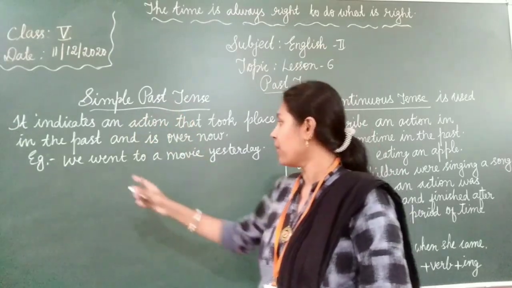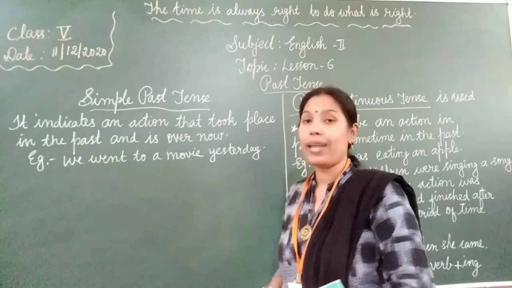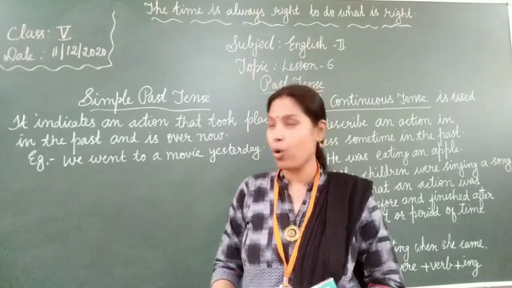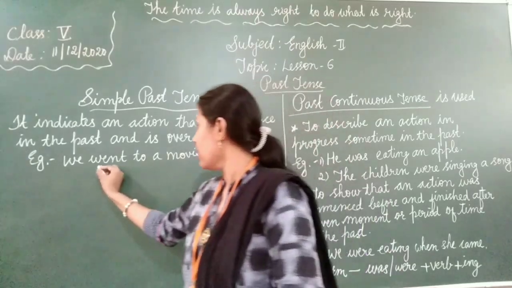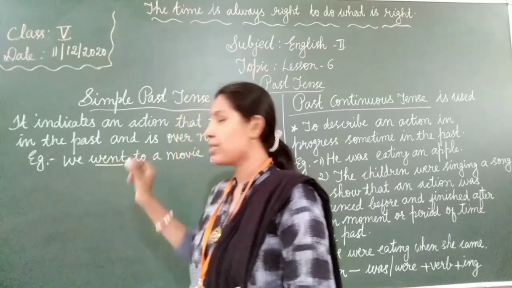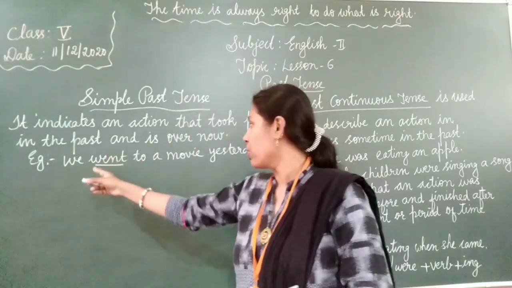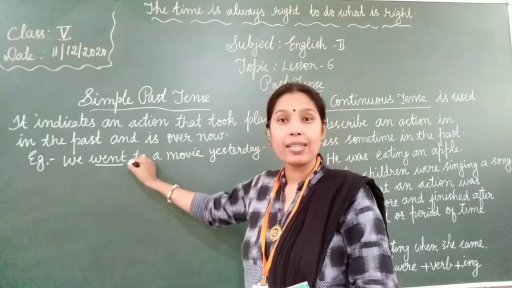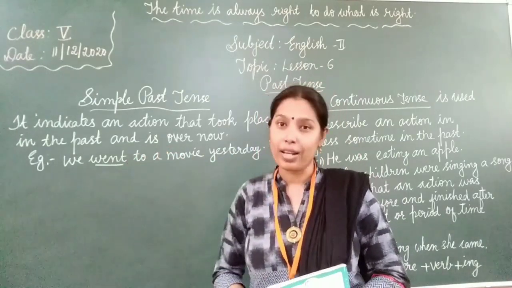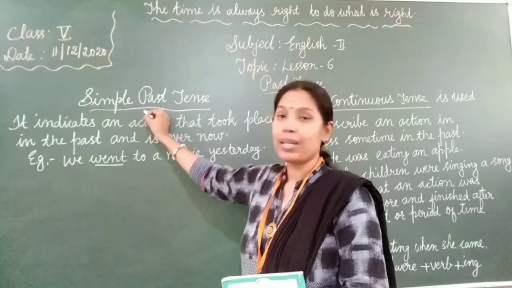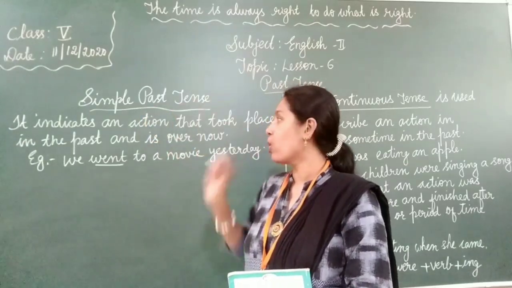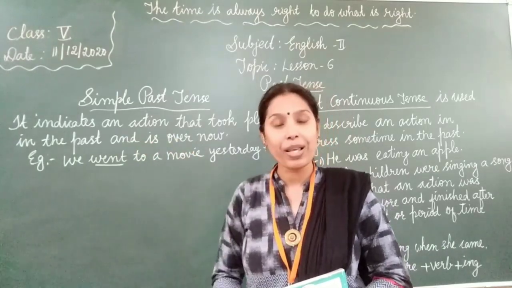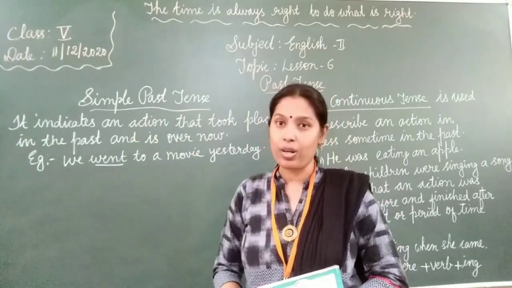Look at the example. We went to a movie yesterday. It already happened, right? It's already over. So this is in past tense, simple past tense. The verb is in past tense. We went to a movie yesterday. So this action took place in the past and is over now. Those are called what? Simple past tense. Okay, so what do you mean by simple past tense? It indicates an action that took place in the past and is over now.